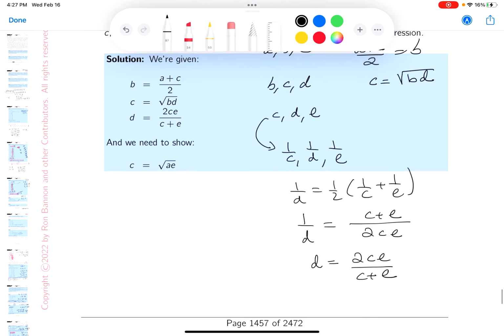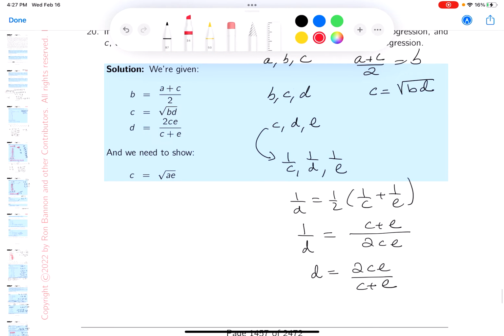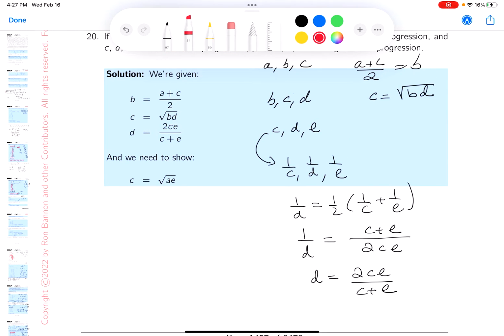All right. I'm going to go to the key now and look at what the givens were. Now, the givens were this. They told me that B is (A plus C) over 2. Another given they gave me is C equals the root of BD. And another given is that D is equal to this over here.